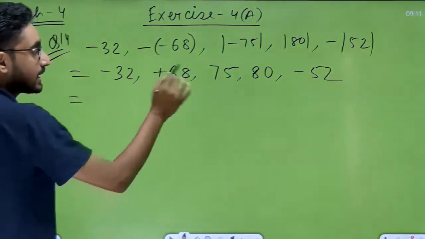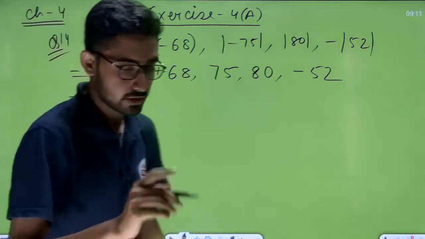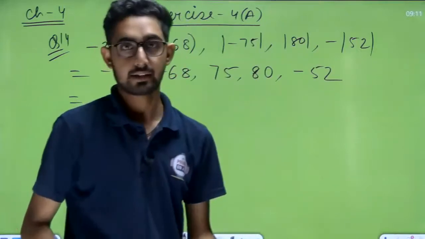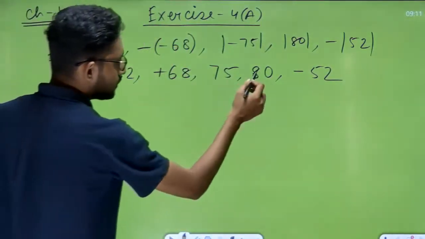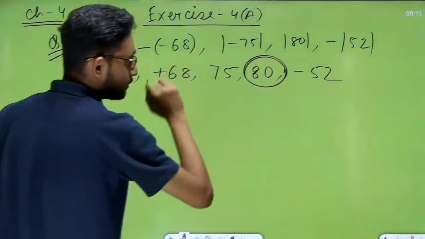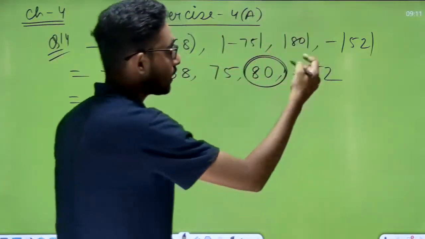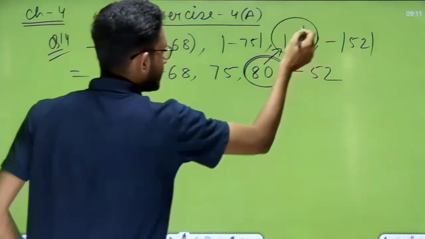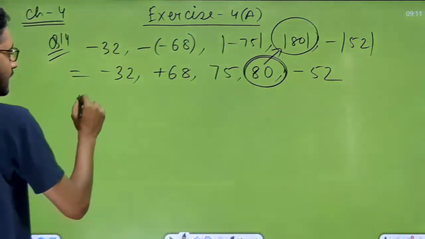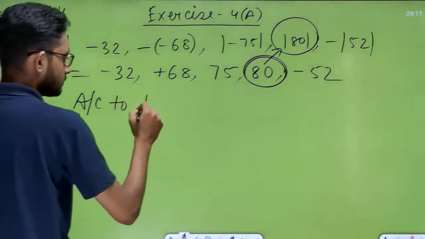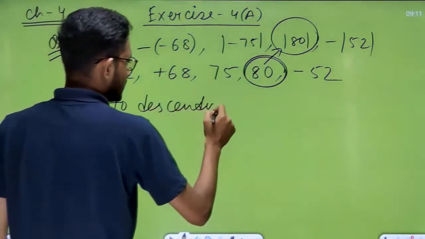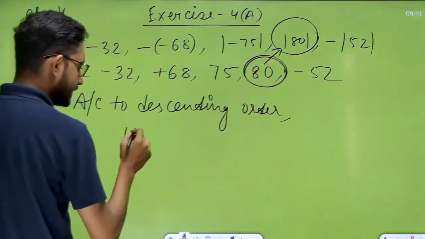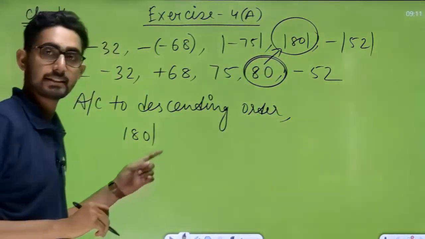Tell me what is the greatest value. What does this question say? Descending order. Descending means bigger to smaller. Correct. So what is the biggest value? 80. 80 is the biggest value. But what is the original value of 80? This is mod 80. So this one you have to write down in the answer. So I'm writing here according to the descending order, mod 80 is the biggest value.